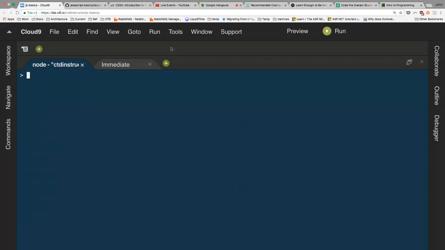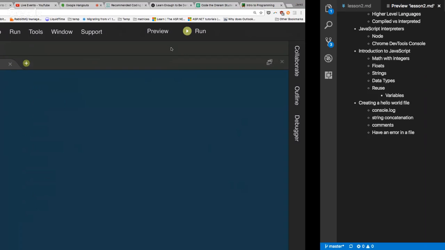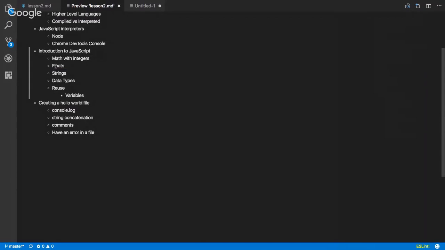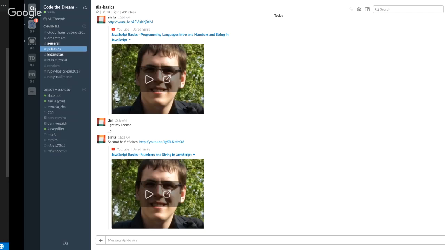Okay, so we talked a little bit about math with integers. We looked at some floating point work as well. So now let's talk about strings.